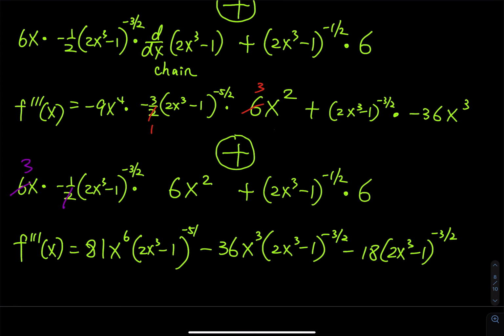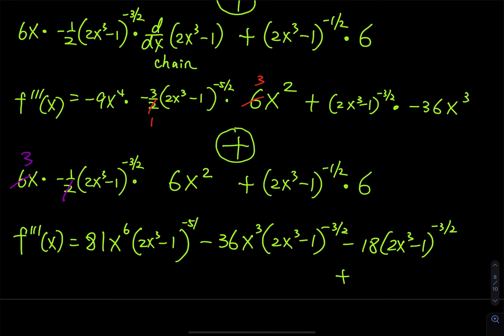And then last but not least, we have the 6 and the negative 1/2 power, right? And then 6, 2x to the third minus 1 to the negative 1/2 power. So the third derivative is finished. Oh, this is a 5 divided by 2.